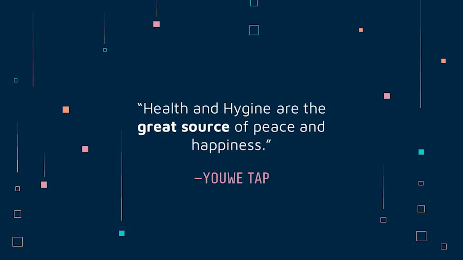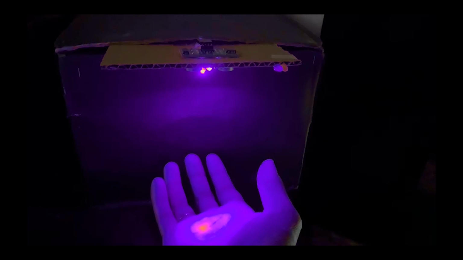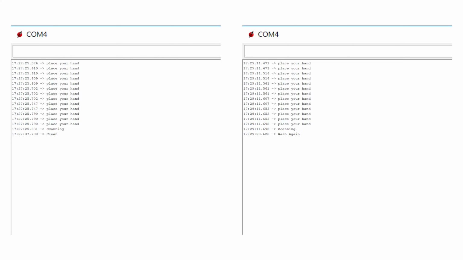Let us see the virtual demonstration of the proposed idea. Here we can observe that whenever hands are placed under the scanner, the visible light is focused onto the hands for detecting germs and pathogens. Later, it processes the information and displays a green light indicating our hands are free from germs. Else, it displays a red light which indicates us to wash our hands properly.